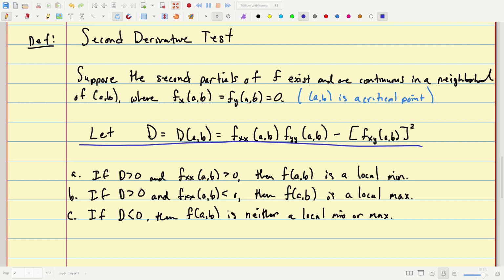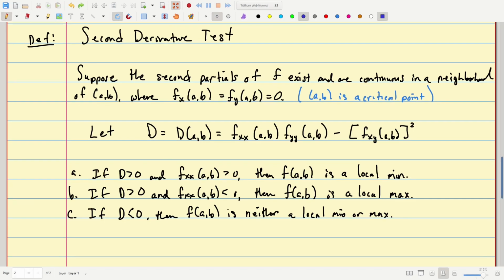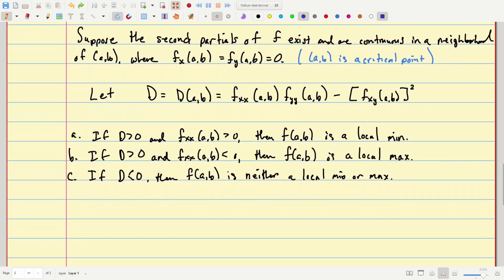Here, what's going on is something that we will have a better justification for later, but I can't do it right now. We just don't have the tools yet. We haven't gotten far enough. What D is, is the determinant of this matrix.